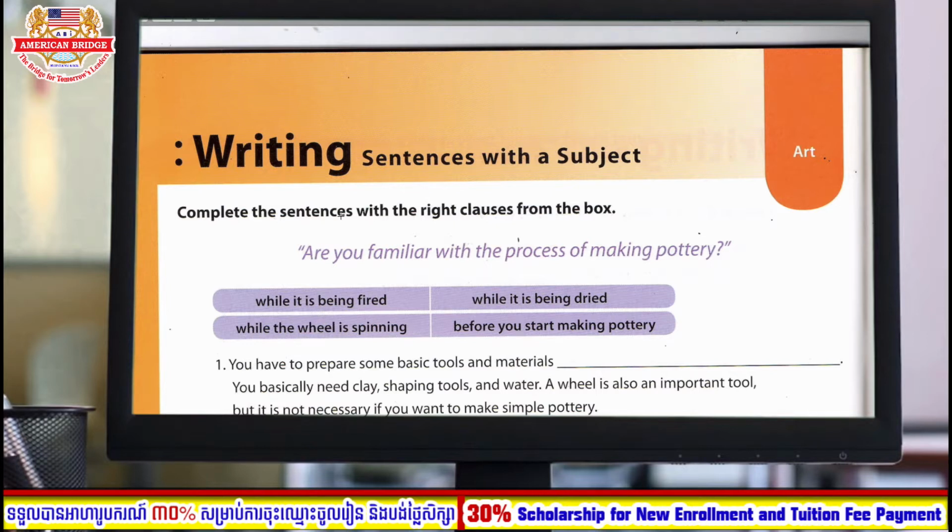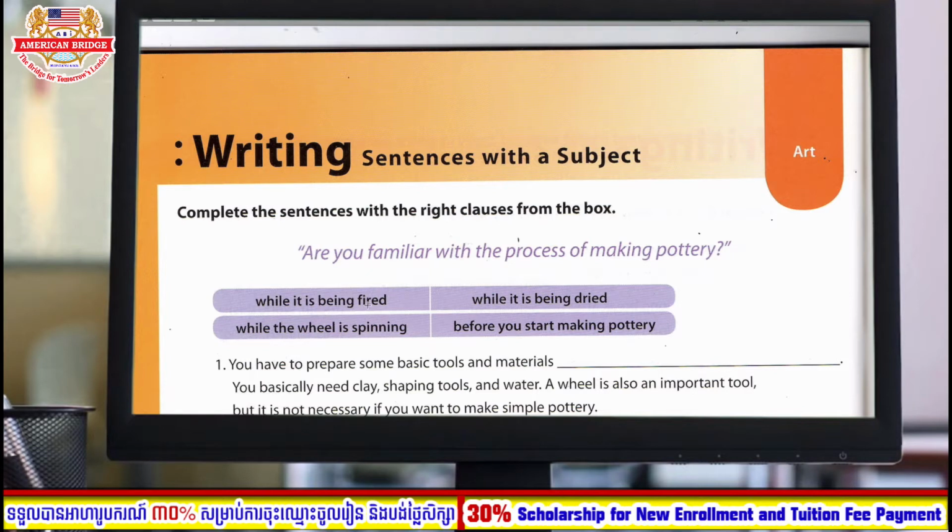So the topic that we are going to explore today in this video is art. In this particular point, you need to complete the sentences with the right clauses from the box in the book. Here we have 4 boxes. Each box has 1 clause. My question is, can you identify the type of clause that you see in the box right now, everyone?